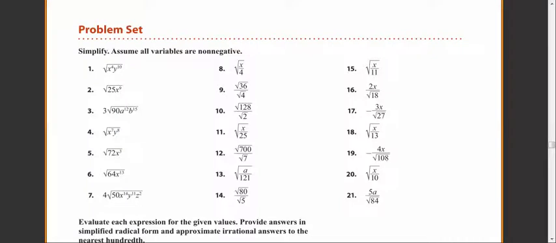Alright everyone, let's do problem number 1 first, right? I have the square root of x to the 4 times y to the 10. How can we simplify that? Well, first of all, I can rewrite this square root of a product as the product of the square roots, right? I have the square root of x to the 4 times the square root of y to the 10th, right?